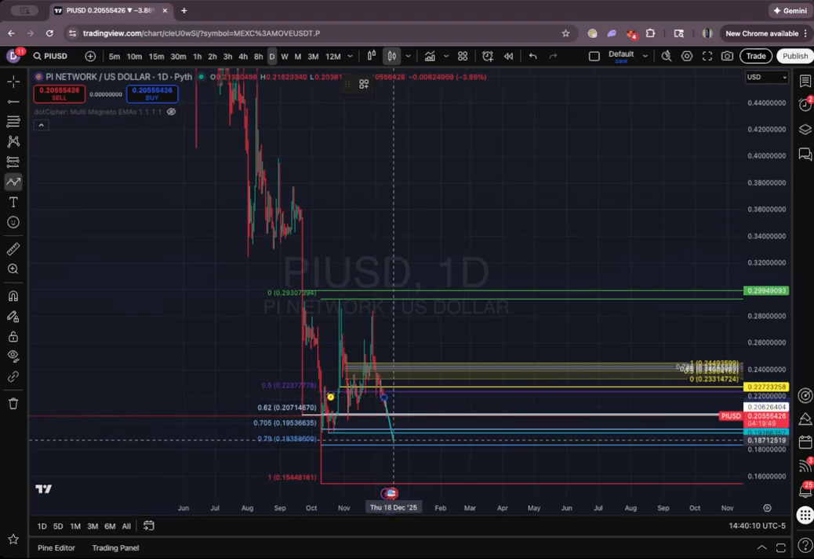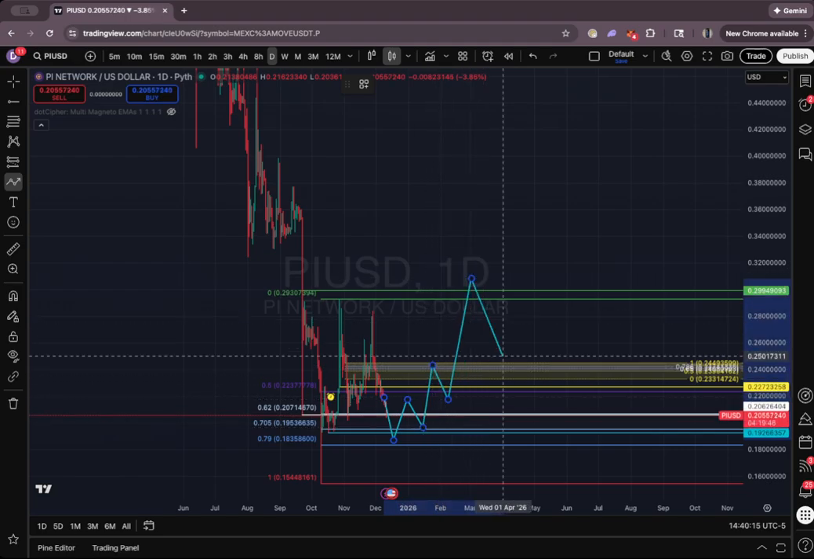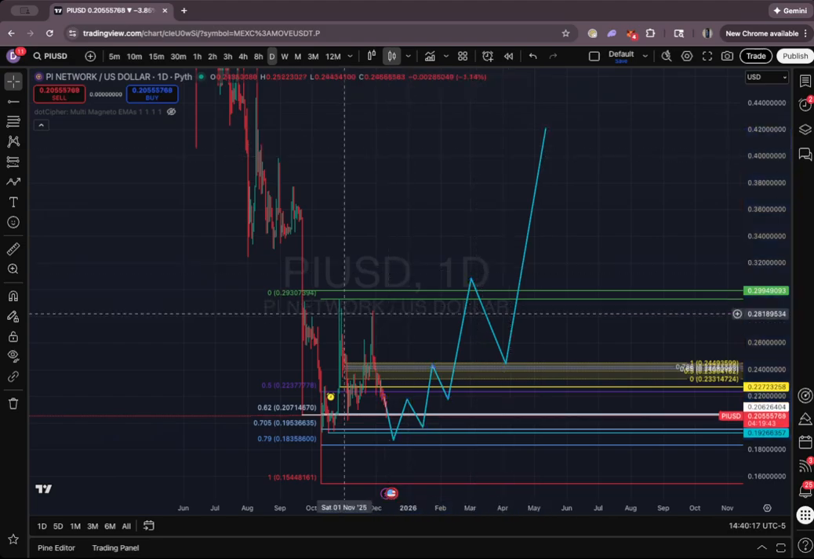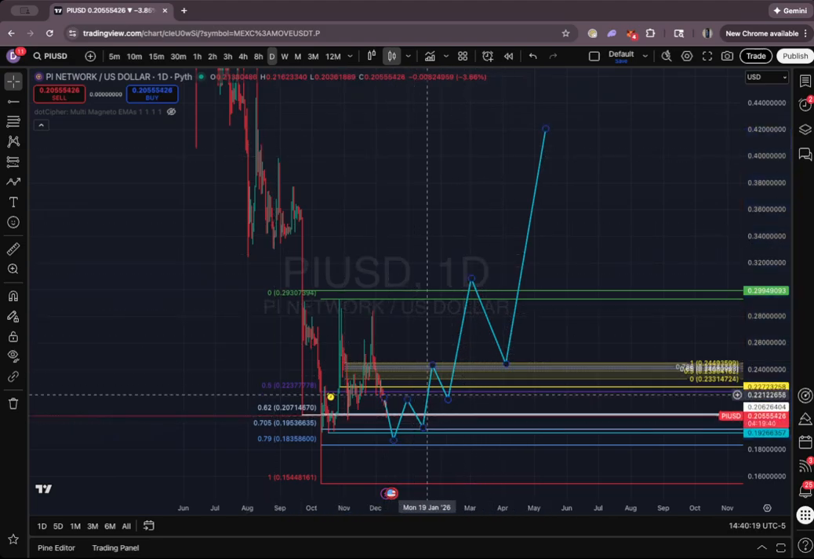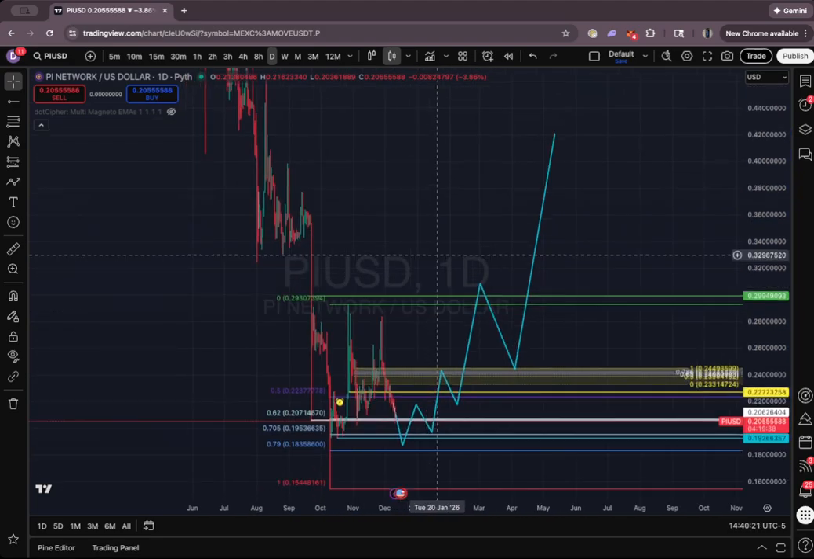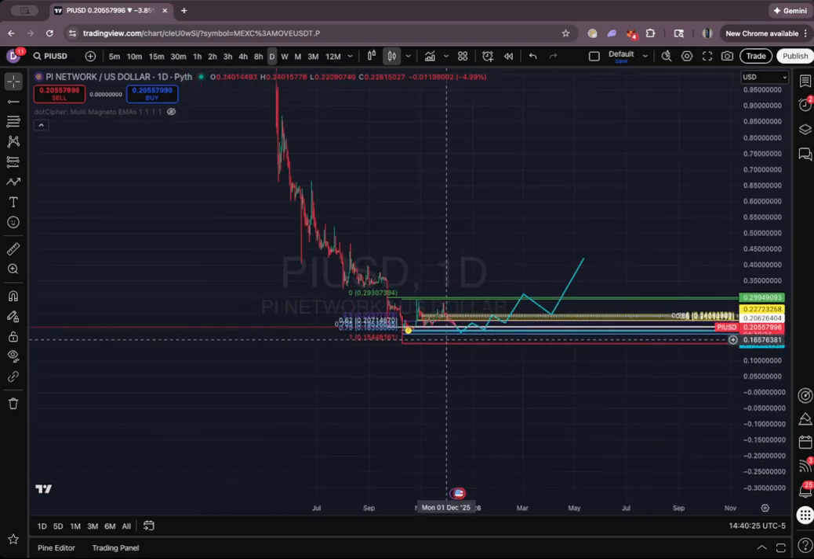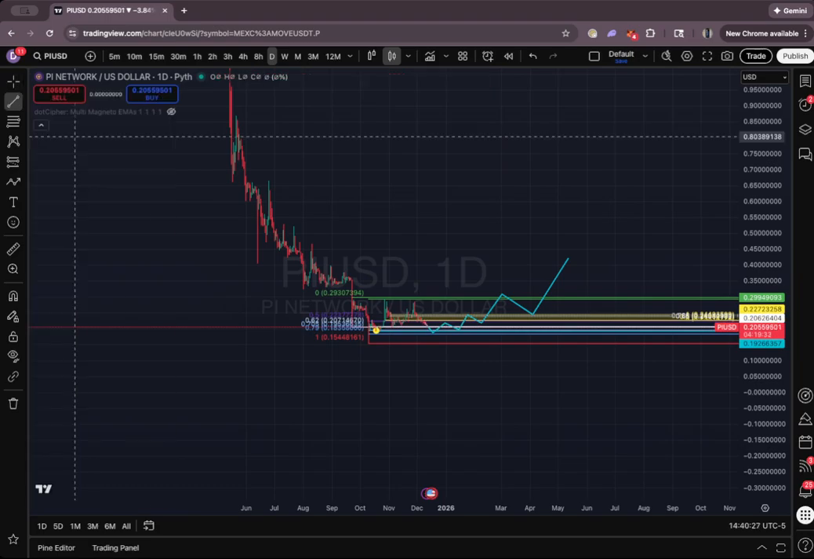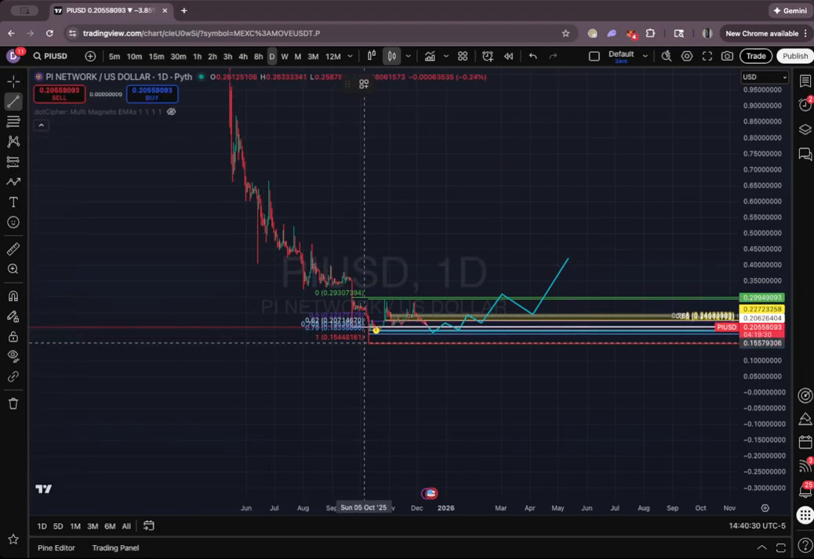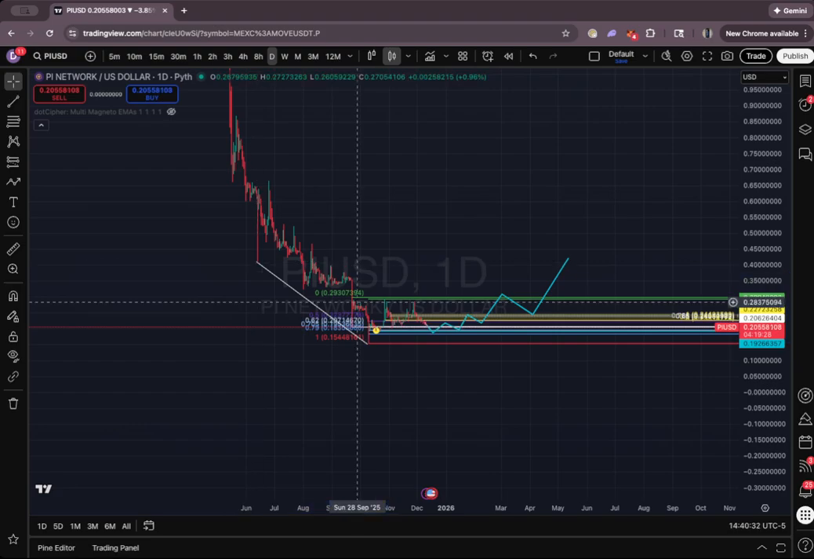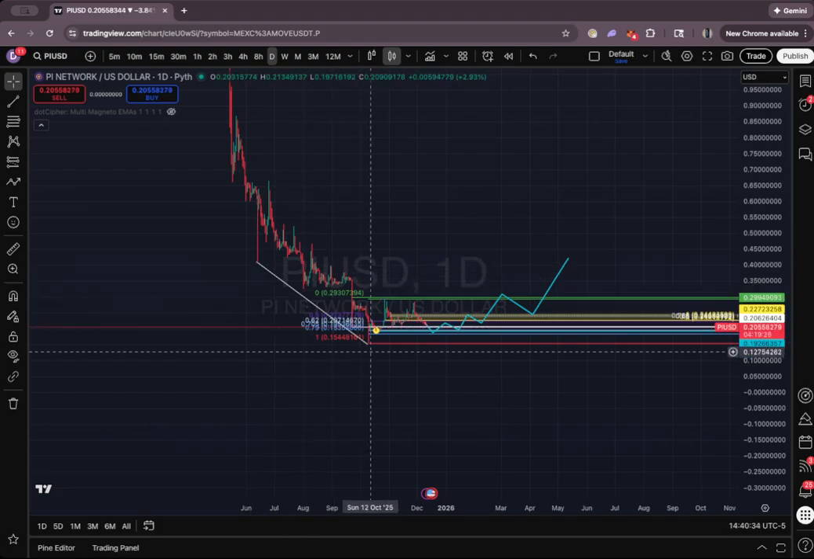Basically it just does something like this, where it breaks and then continues to make higher lows on the daily. And one thing to note about Pi is that we've basically consolidated now. This has completed its full cycle. We have more than enough liquidity sweeps. We have one, two, three, four liquidity sweeps on the daily, and we have a daily market structure break right here.